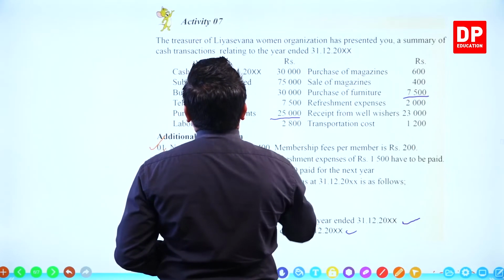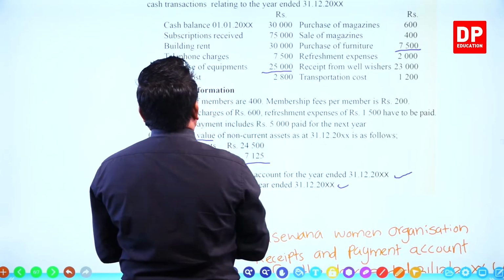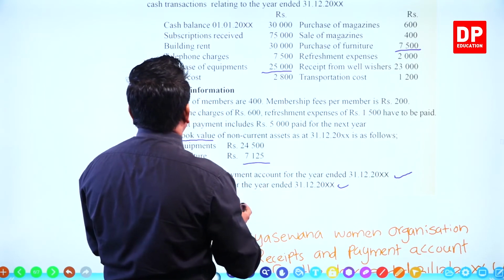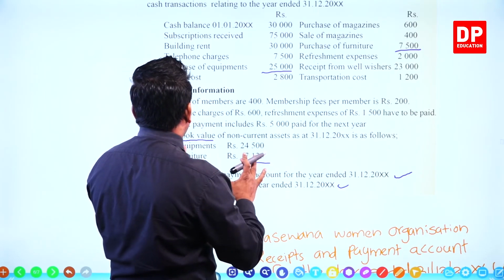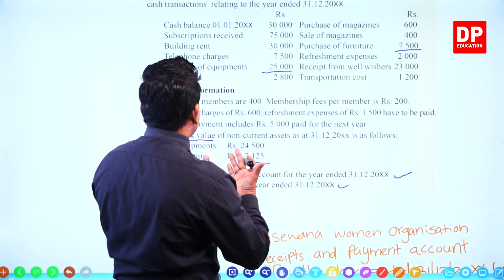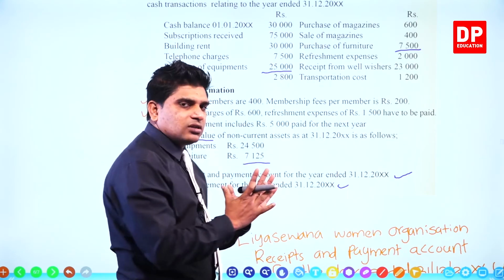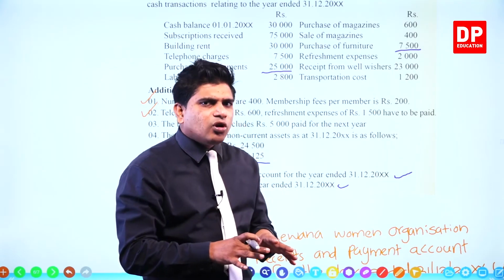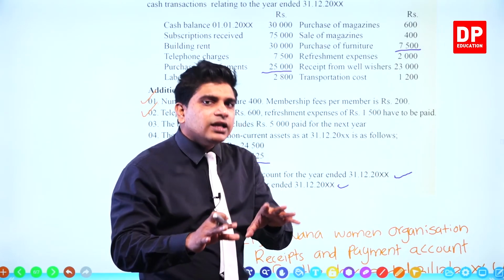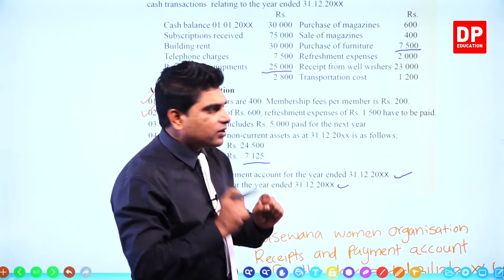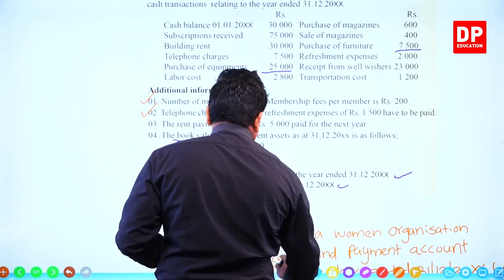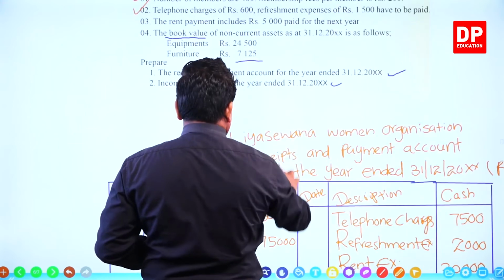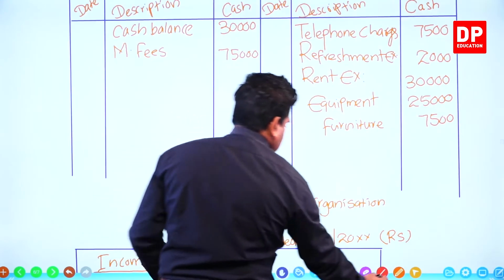Then, cash balance already done. Subscription received we have done. Building rent we have done. Telephone charges done. Purchase of equipment 25,000 done. Labor cost 2,800. You have to write them both places. Both places, income statement and receipts and payment account, right? Then labor cost 2,800.